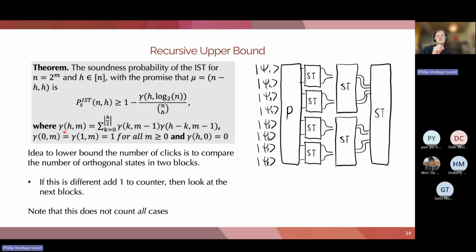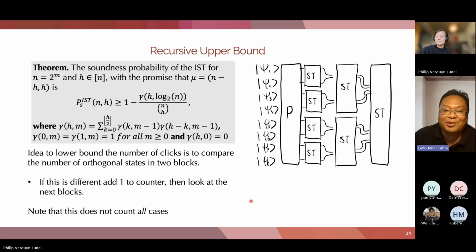Yes, but this recursive relation is somehow not perfect, because we can overcount. Just curious, is it ever tight? So there will be a case where it will be tight. Somehow how we look at it is, let's say you have four inputs, and two of them can be orthogonal to the other two.